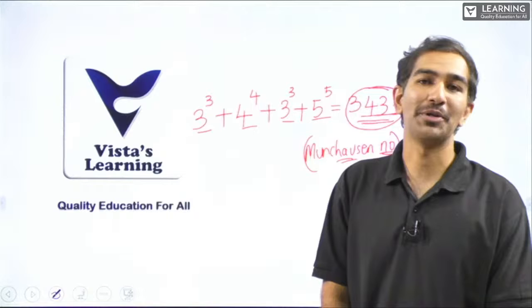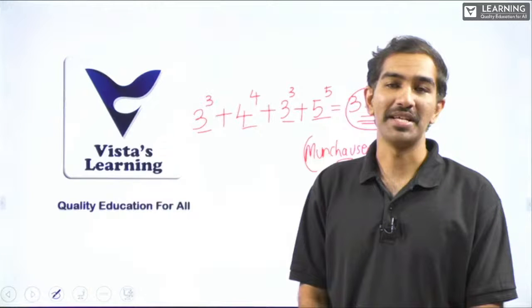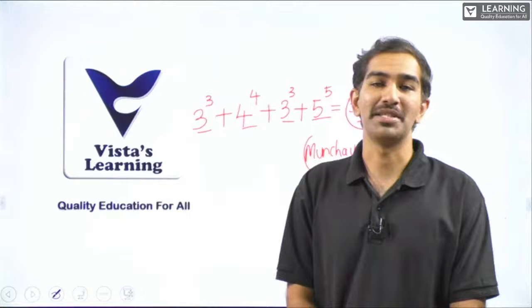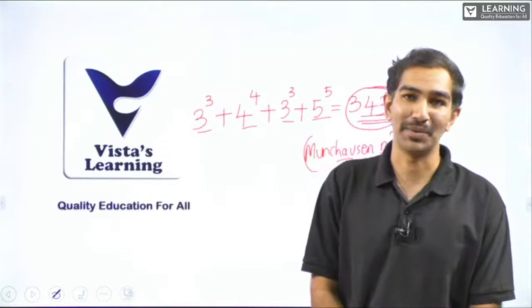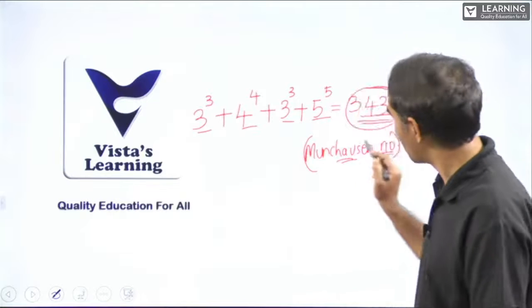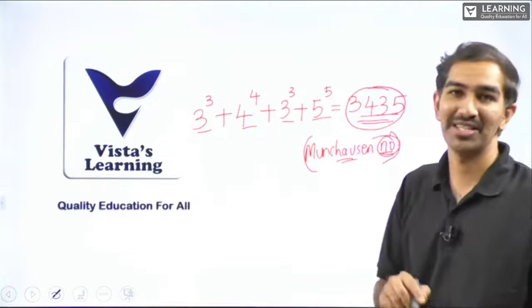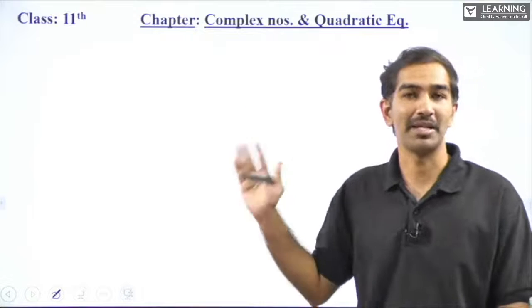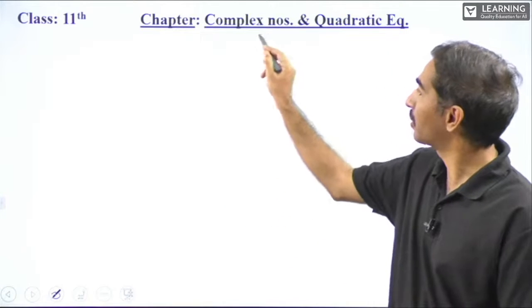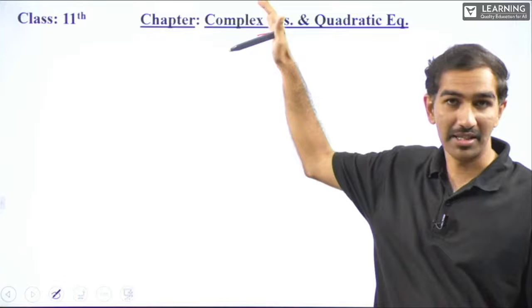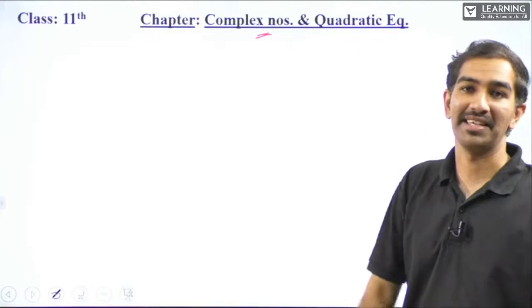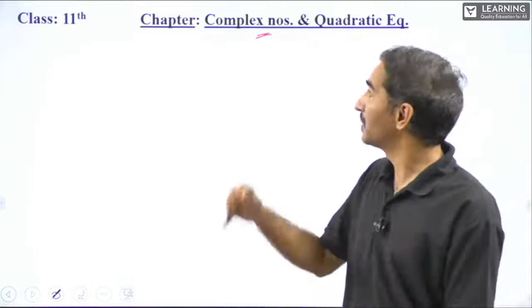Welcome to Vista's learning. In today's session we'll be starting with the next topic of class 11th, which is called complex numbers and quadratic equations. So here which number have we seen? We have seen a Munchausen number, correct? Now what we are going to see, students, is the complex numbers and quadratic equations. So first we'll be having a look at complex numbers. Once we finish this entire synopsis, then we'll be moving on to the next one, that is quadratic equations. Alright, so let us start with complex numbers.